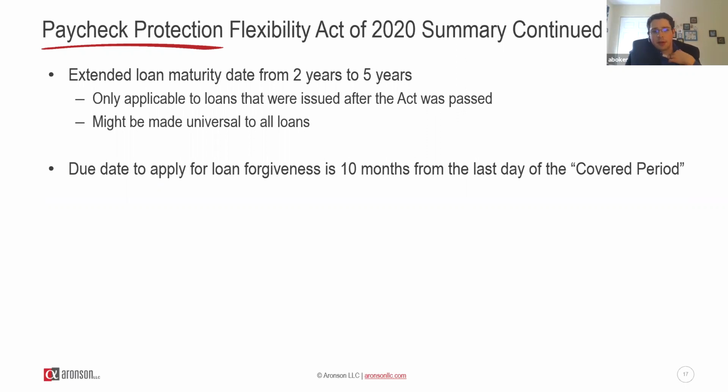And the last bullet point, and this is going to give a lot of time to really think things through, and I think this is a game changer, and this was something that there was no clarity on before this act was passed, is you have 10 months to apply for the loan forgiveness from the last day of the covered period. So what this will do is if the 24-week period goes up until the end of the year, you could really drag out applying for the loan forgiveness until September, October of next year. So that's going to give a lot of flexibility.